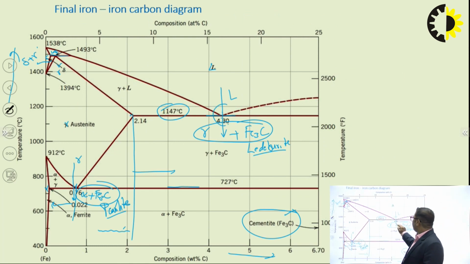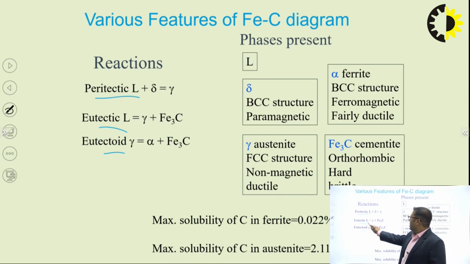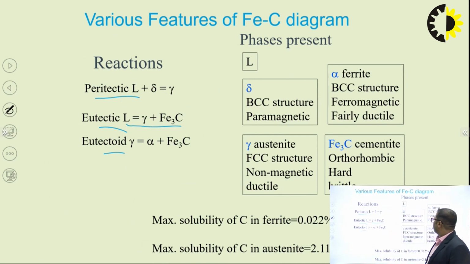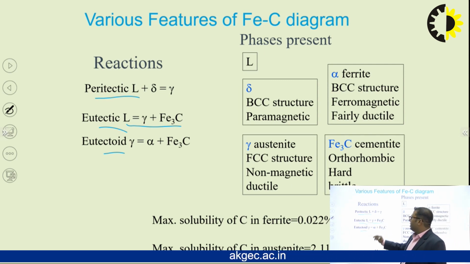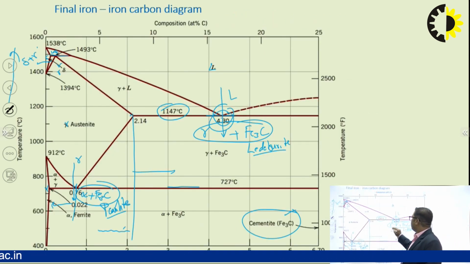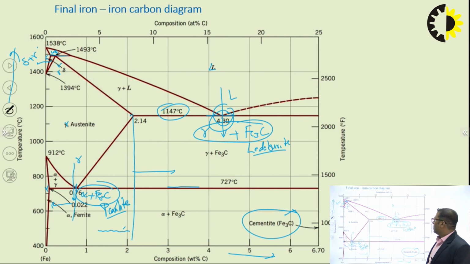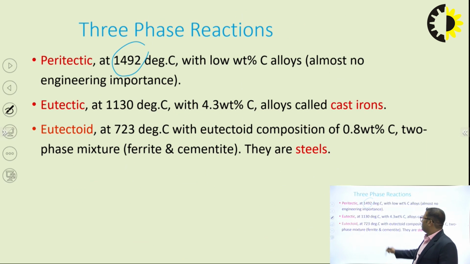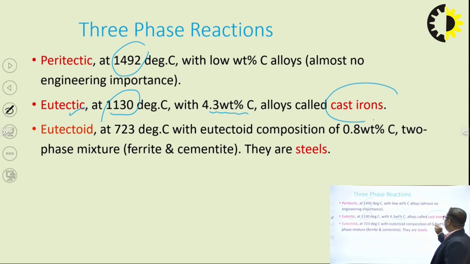Similarly, at this eutectic point, this liquid converts into gamma plus Fe3C. This eutectic reaction occurs at around 4.30% carbon, and the temperature is 1147 degrees centigrade. So at around 1130 degrees centigrade and 4.3% carbon, we see the eutectic reaction. And the alloy which is generally formed is cast iron.